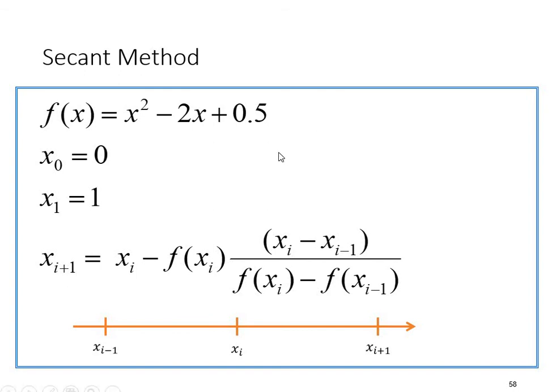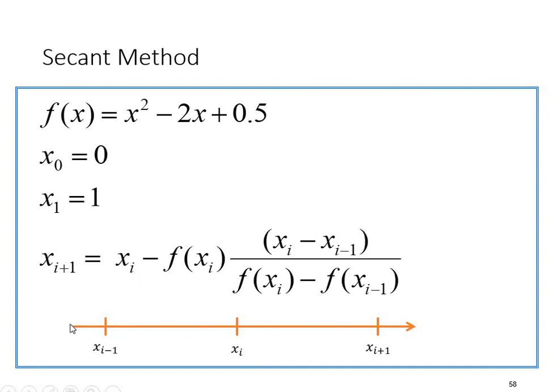All right, let's look into the following example. You are given a function f of x equals x squared minus 2x plus 0.5, and x0 is equal to 0 and x1 is equal to 1. This is the given information. Then you need to recall the formula for the second method, which is x_{i+1} equals x_i minus f of x_i times (x_i minus x_{i-1}) over f of x_i minus f of x_{i-1}.